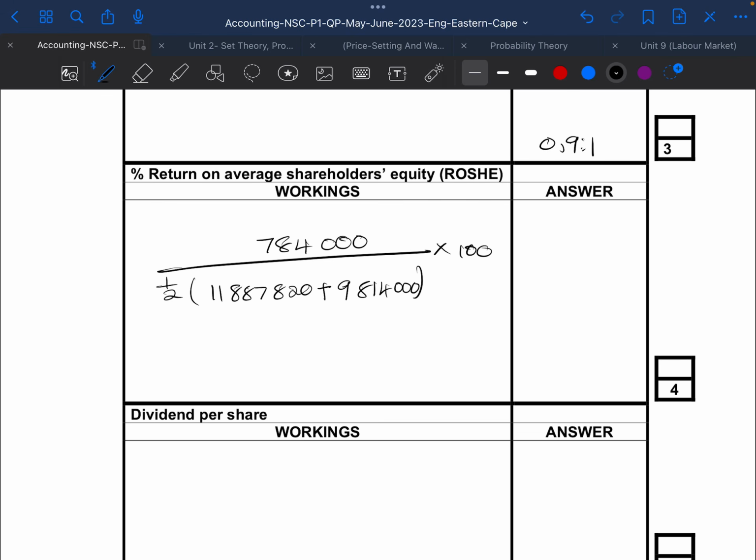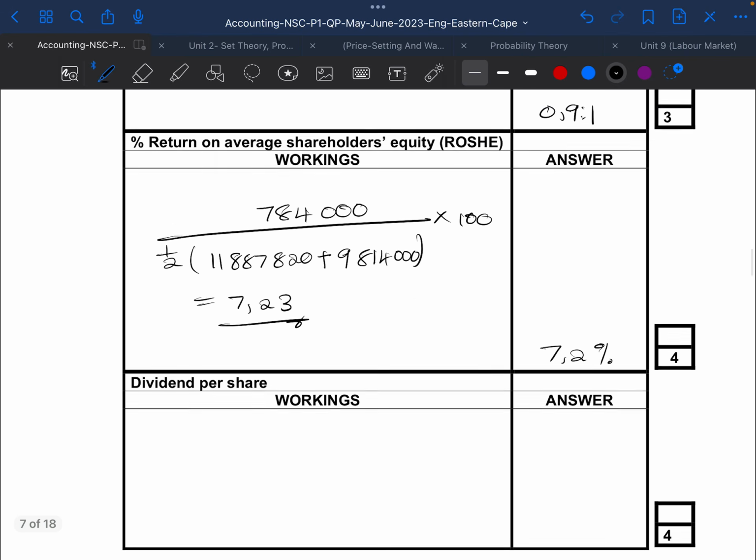Just give me a second. So I'm getting 7.23. Yeah, that's what I could say. But here you can just say 7.2%, depending on the instruction. If you're supposed to round off to 1 decimal place or 2 decimal places, then you are supposed to give your answer in that format.